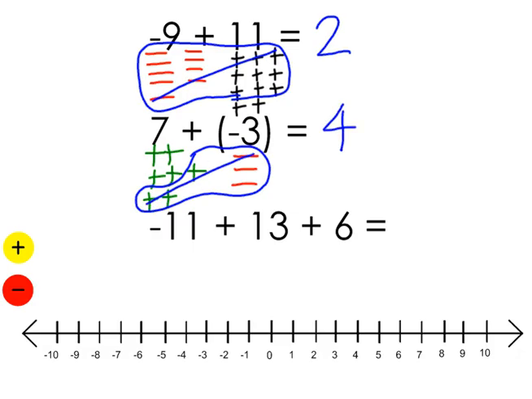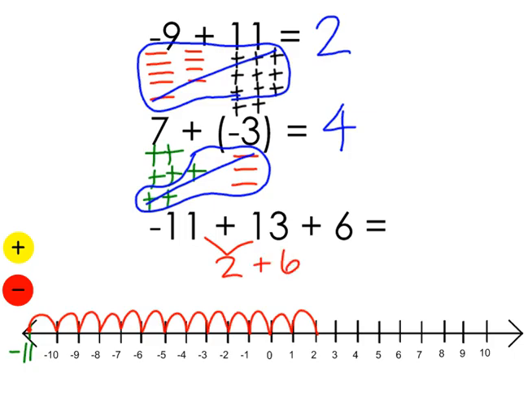Okay, and the last one, I'll use the number line on this, just because we'll have more chips. Remember, you can do either number line or chips. I do need to add negative 11 right here. So we'll start here at negative 11. We're going to add 13, which will get us to positive 2.